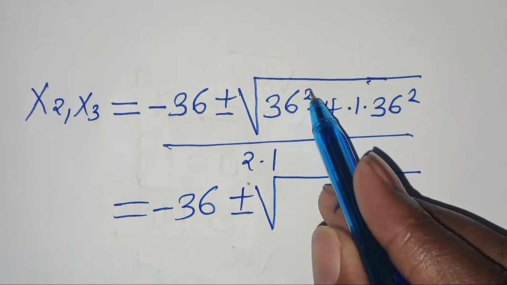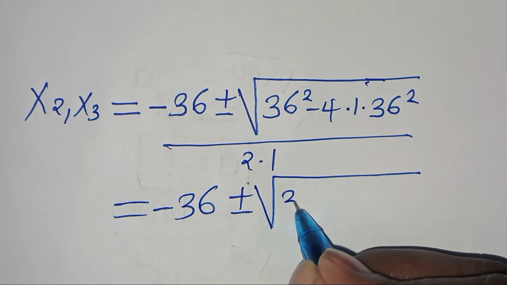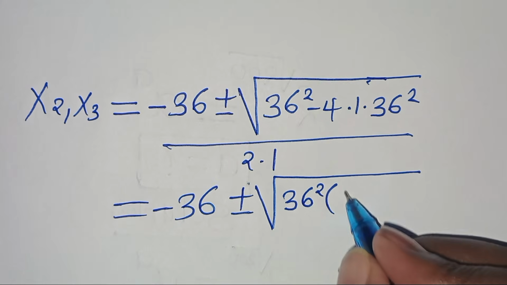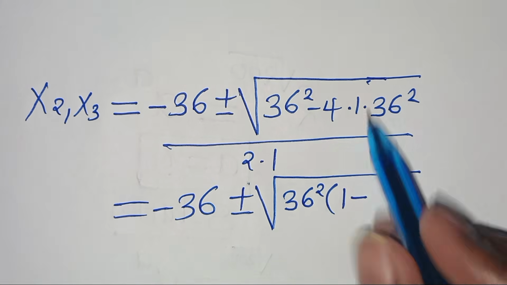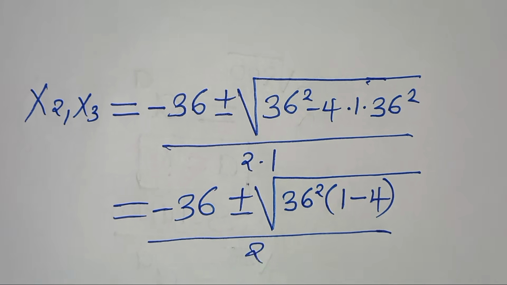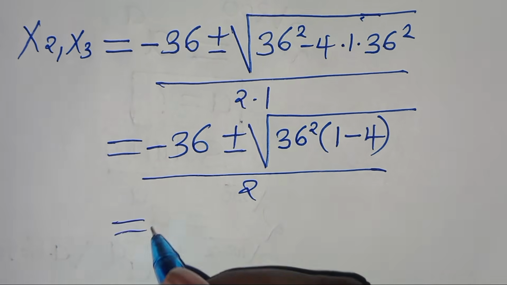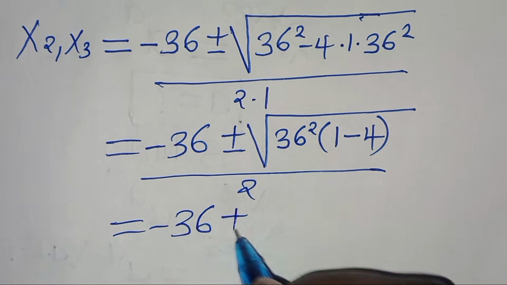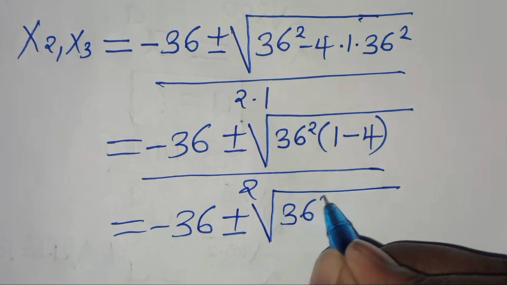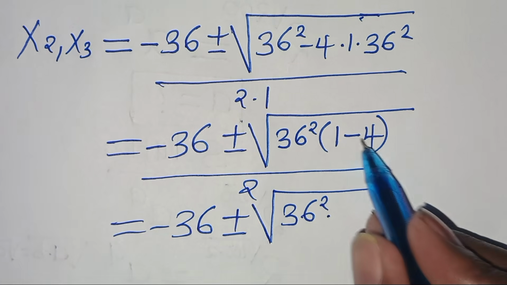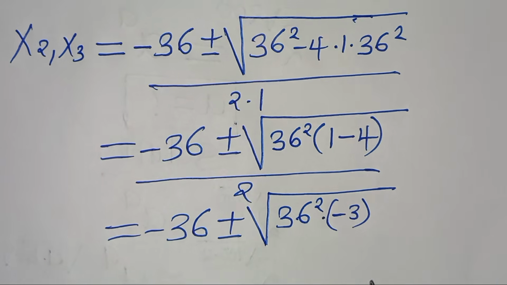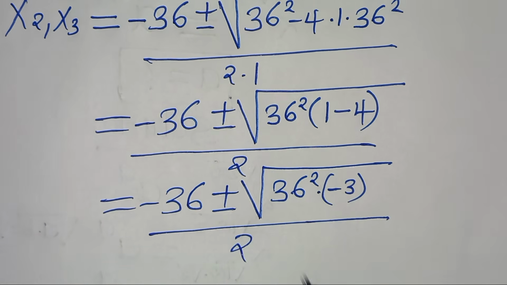Now 36 to the power of 2 is common here. We can factor out 36 to the power of 2 into the parentheses. Here we have 1 minus 4 times 1. This is 4. Then divided by 2. So this is equal to negative 36 plus or minus the square root of 36 to the power of 2 multiplied by 1 minus 4. This is negative 3. We have negative 3 here divided by 2.